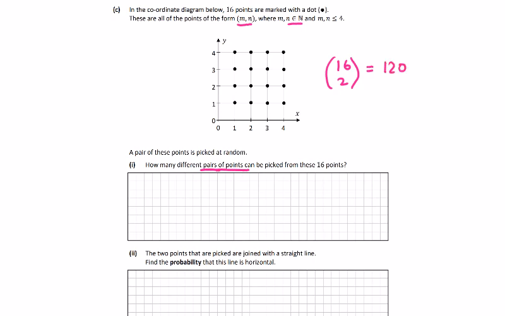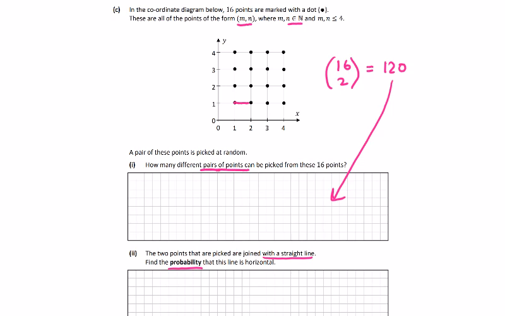which is 120. For the first part, 2 points that are picked are joined with a straight line. Find the probability it's horizontal. So obviously this is not horizontal. Now the horizontals will be along this way. So that's one line, say, going that way.